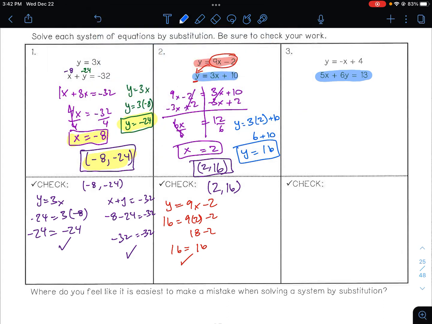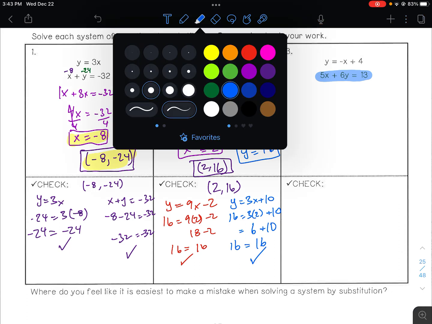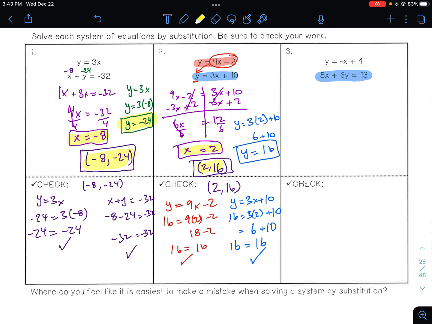Let's try equation number 2. Y equals 3x plus 10. Y we said is 16. 3 times 2 plus 10. 3 times 2 is 6. 6 plus 10 is 16. Does 16 equal 16? It does. Therefore, this solution is correct. Ta-da! 2 and 16. Let's try number 3.